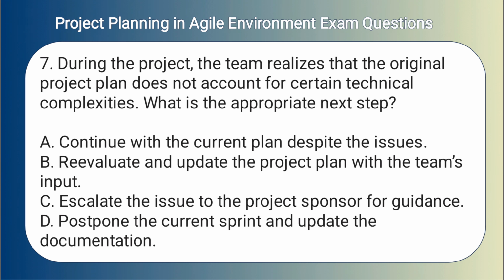7. During the project, the team realizes that the original project plan does not account for certain technical complexities. What is the appropriate next step? A. Continue with the current plan despite the issues. B. Reevaluate and update the project plan with the team's input. C. Escalate the issue to the project sponsor for guidance. D. Postpone the current sprint and update the documentation.